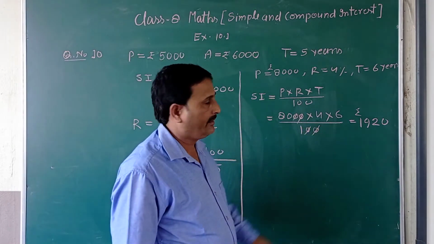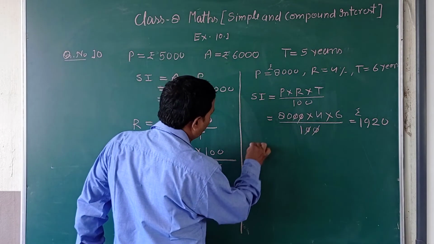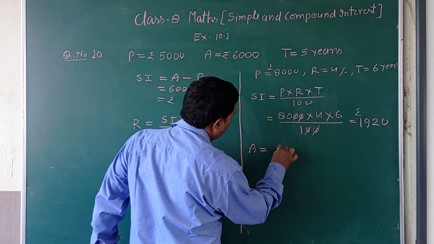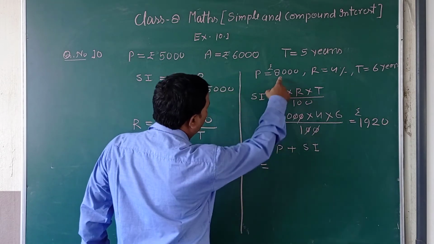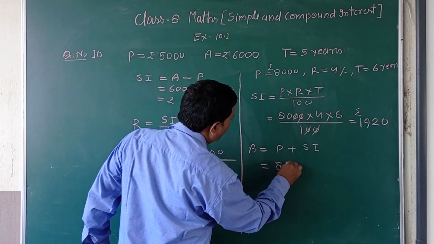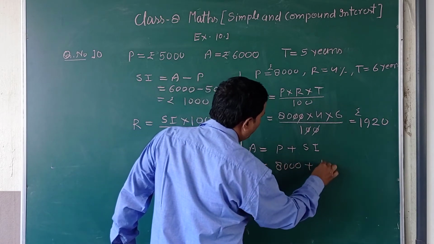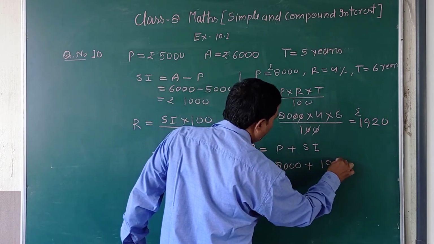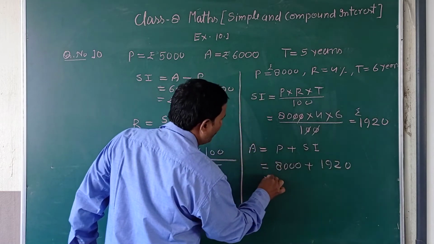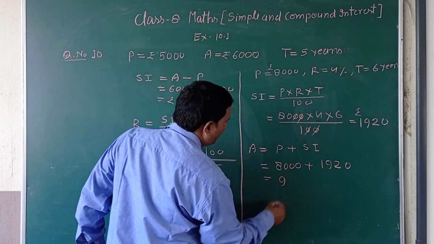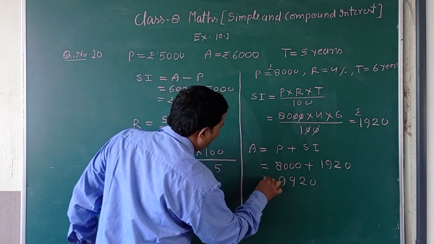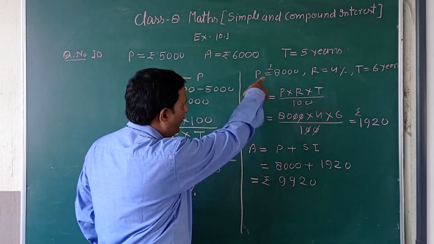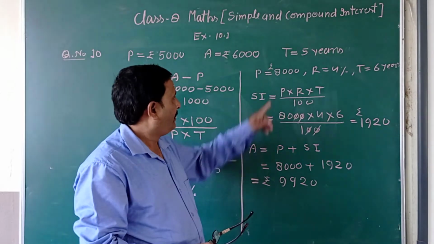That is SI. Now it is asking for the amount. Amount is equal to principal plus SI. Now the principal you have is 8,000 and SI is rupees 1,920. Now add this: 9,920 rupees. That will be your amount at this principal.